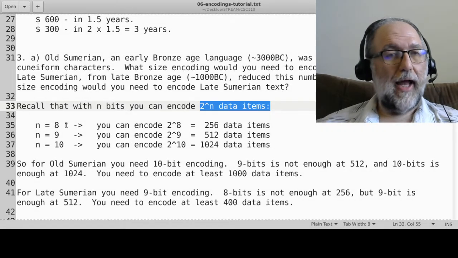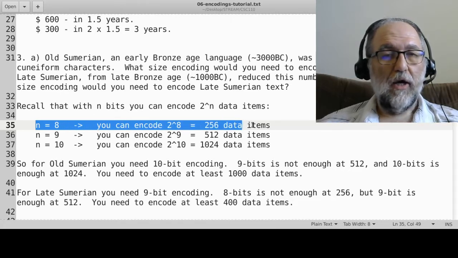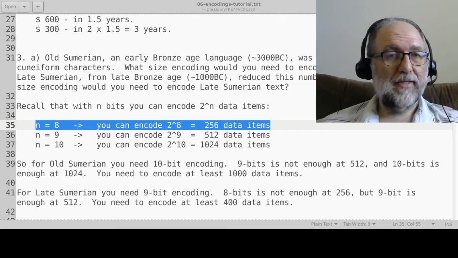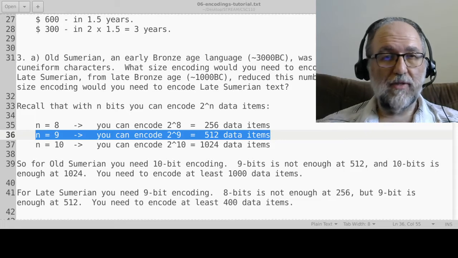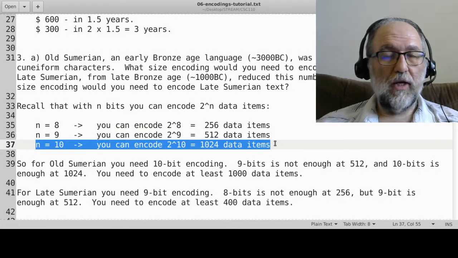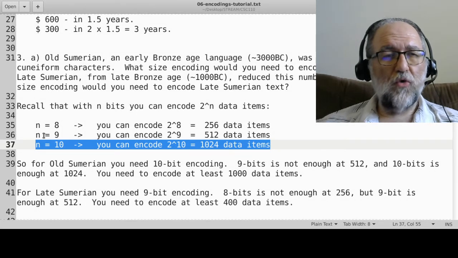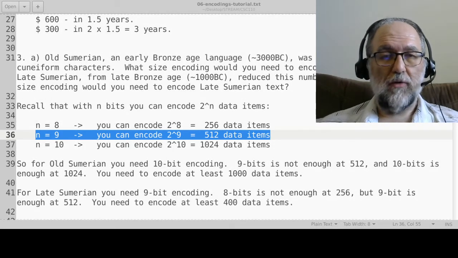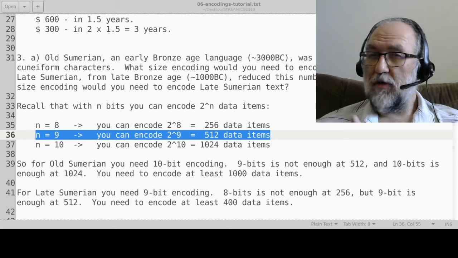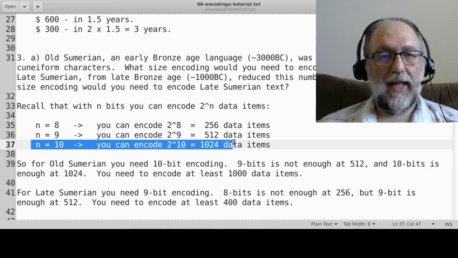Now, I wrote down some numbers here. If you have 8-bit encoding, then you can encode 2 to the 8, which is 256 items. We saw that with extended ASCII. If you have 9 bits, you can encode 512 items. And if you have 10 bits, you can encode 1024 items. Now, you can't quite do Old Sumerian with 9 bits, because you need 1,000 characters, and 9 bits will only give you 512, which is not enough entries in your encoding to get to 1,000. But if you get to 10, then that is sufficient.